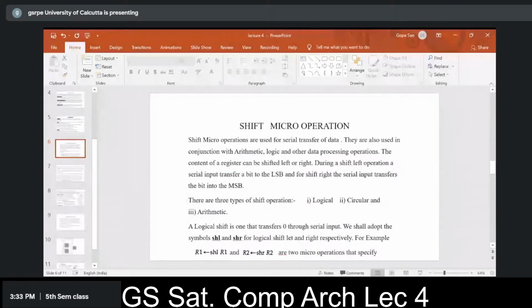When the shift left operation is executed, say you have a register R1 which holds a 4 bit number. R0, R1, R2, R3, write it in your notebook.